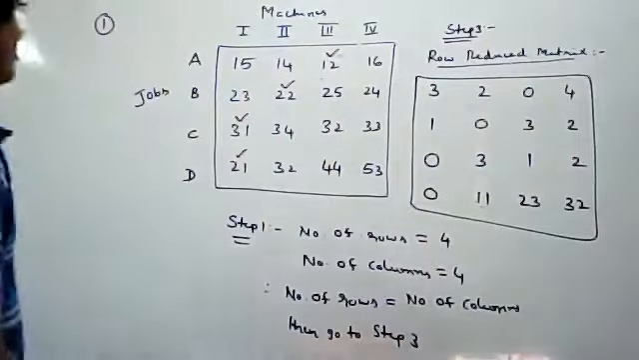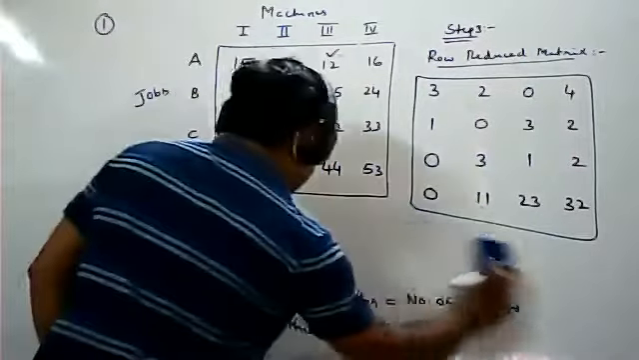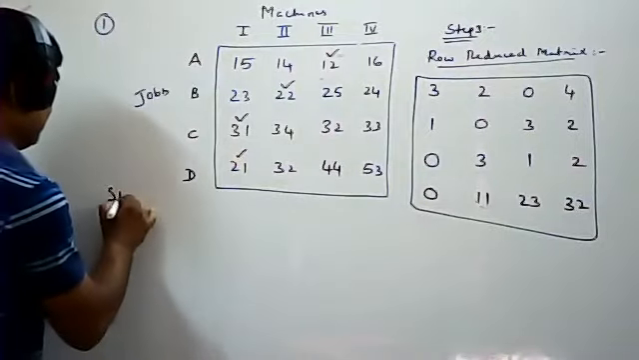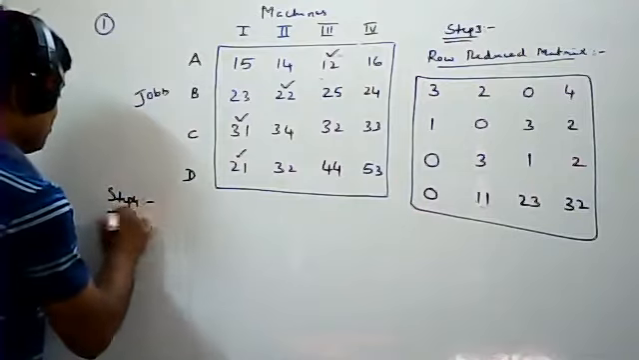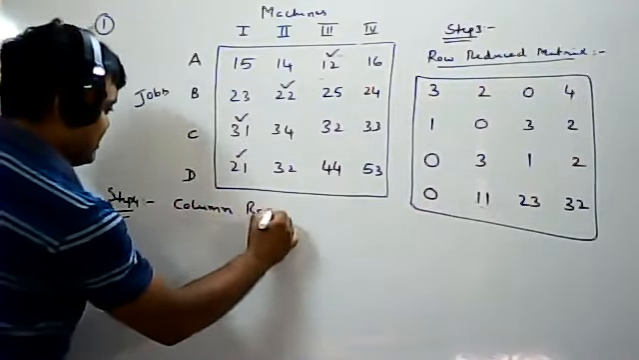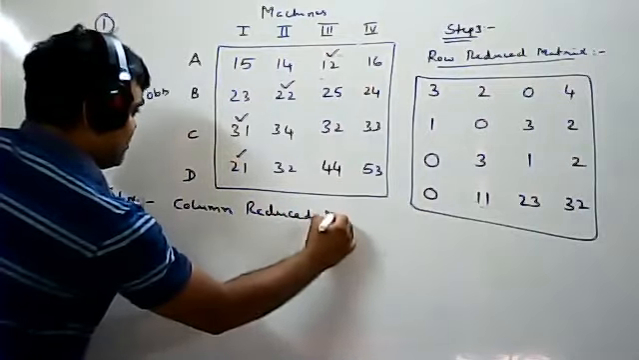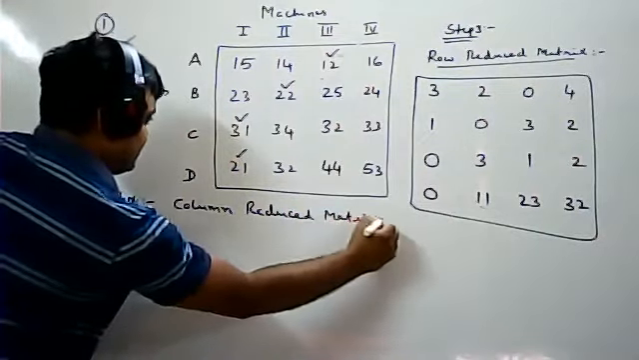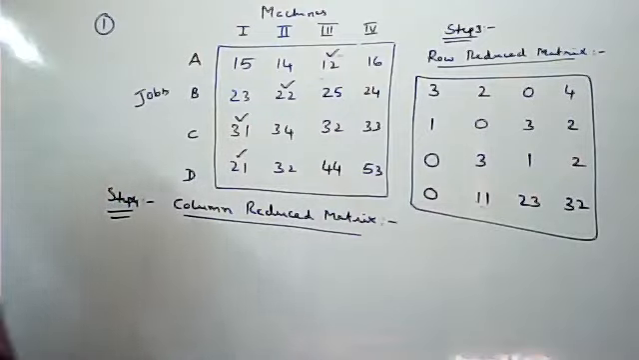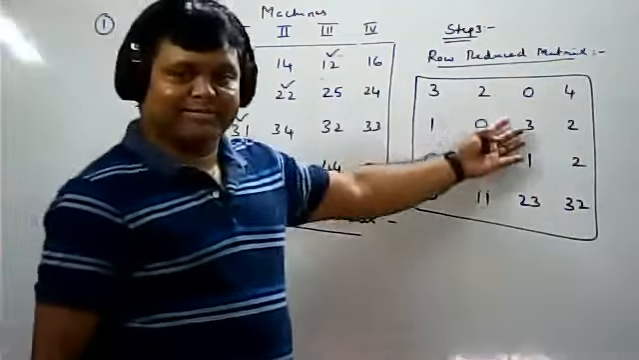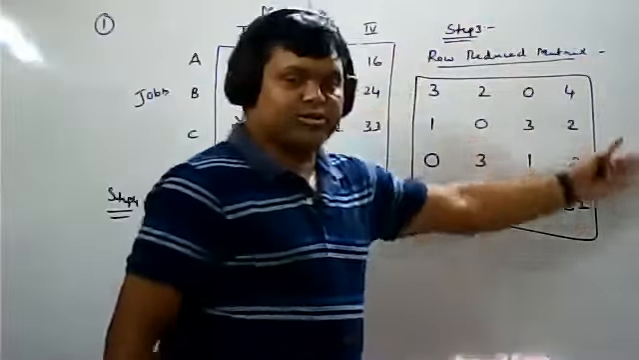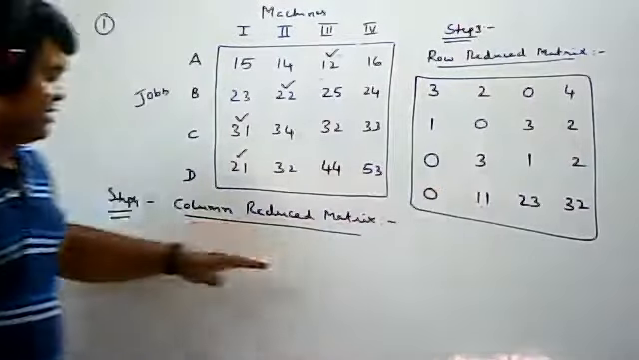So step number 4 is the column reduced matrix. For doing step number 4, step number 3 is main, not this one. This is the original problem. Now step number 3 is main. So the row reduced matrix you have to consider for doing step number 4.